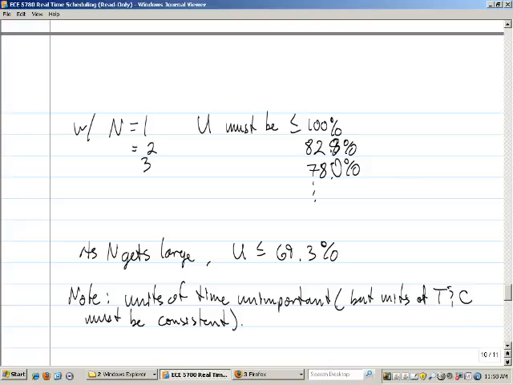Yes? How do you find out how much of the processor a process is going to need?